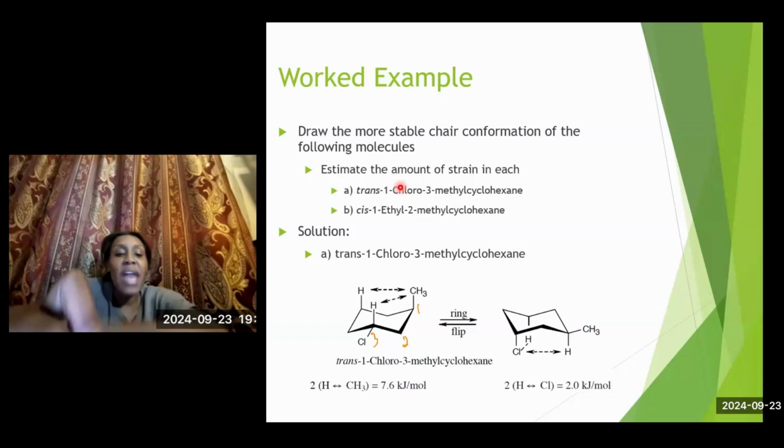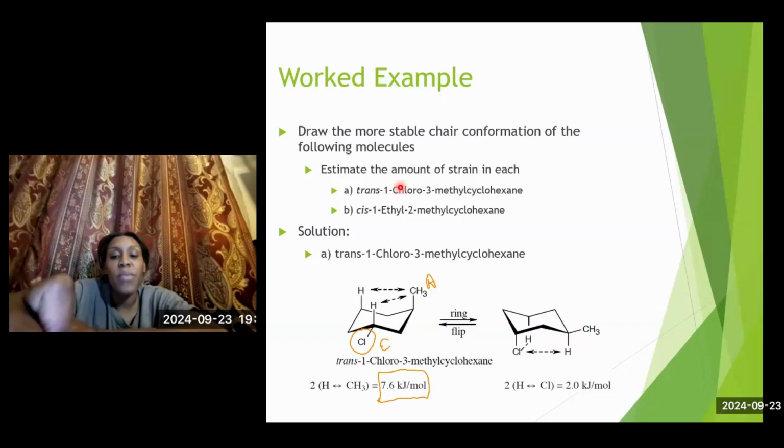Now, once I do that, I'm going to determine what type of strain I have. So here, this is an axial position, so I'm going to have some strain from those. And so because of that, I'm going to have that 7.6 kilojoule strain. However, my chlorine is equatorial, so I don't have to worry about any strain there. So I'm done with that. Now, if I do a ring flip, this is now equatorial and this is axial. And notice that now I'm going to have to calculate the axial energy for my chlorine.